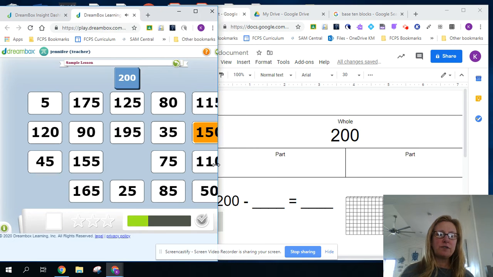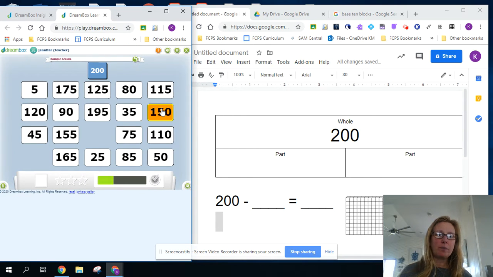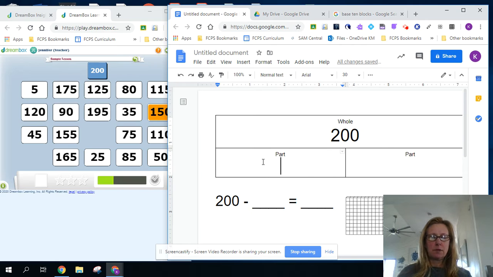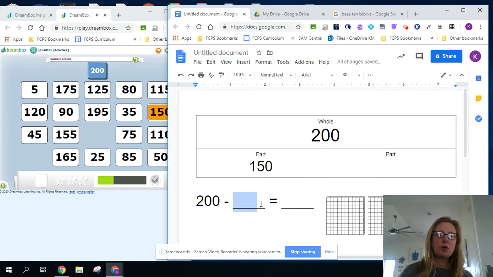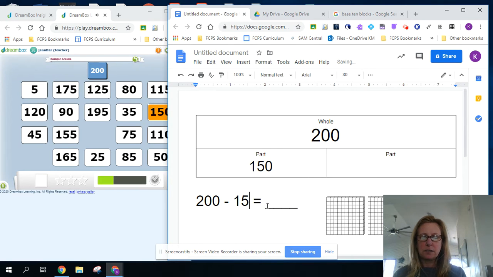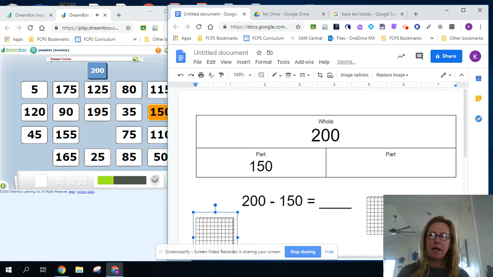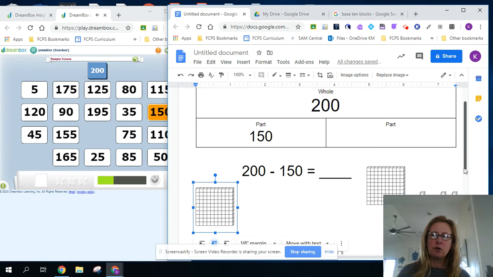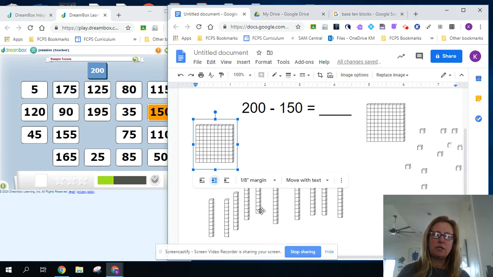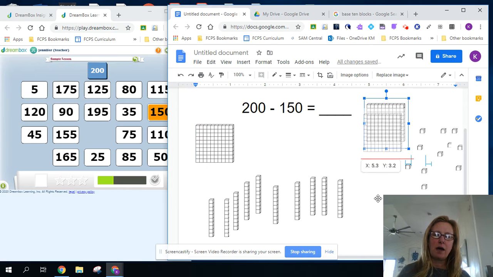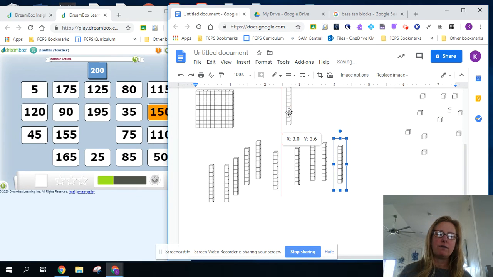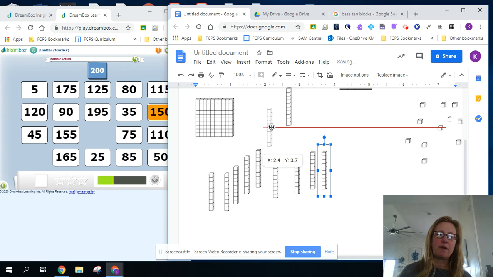If 150 is one of the parts, the other part is whatever is left from the 200. So I could subtract 200 minus 150. So 200 is right here. I'm going to subtract 100, and now I've got to take 50 out, which means I need to use 10 tens instead of a hundreds frame and take out 5 tens from my 50.